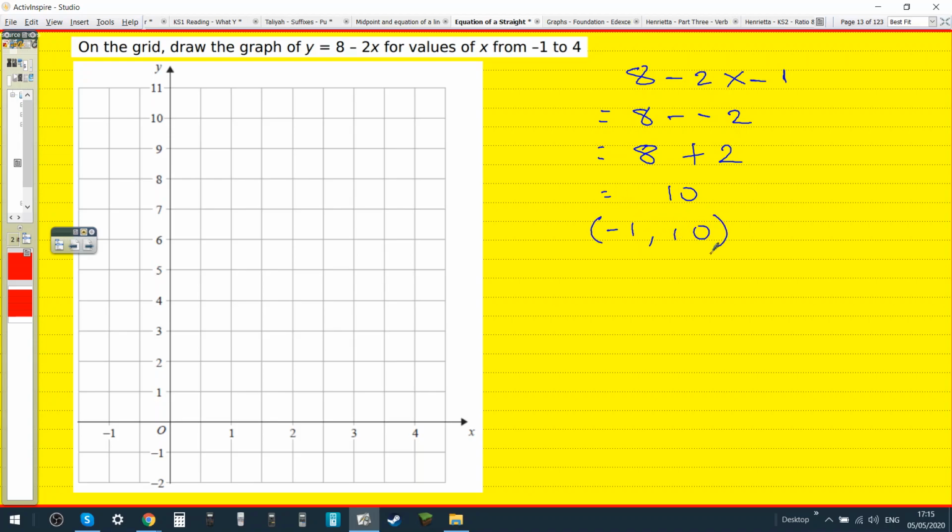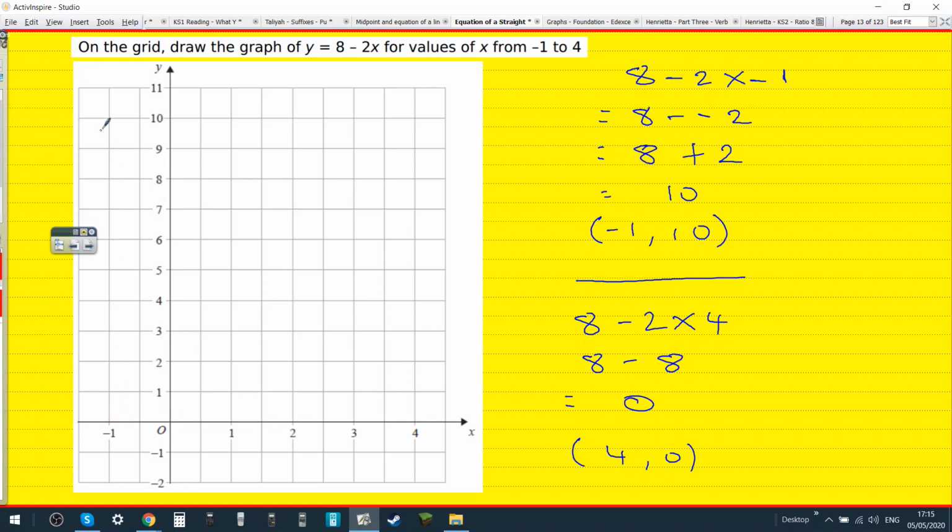Mm-hmm. Then for the next one, it would be 8 minus 2 times 4, which would be 8 minus 8, which is 0. And then it'll be 4, 0. All the way around. 4, 0. Oh. And so minus 1, 10.